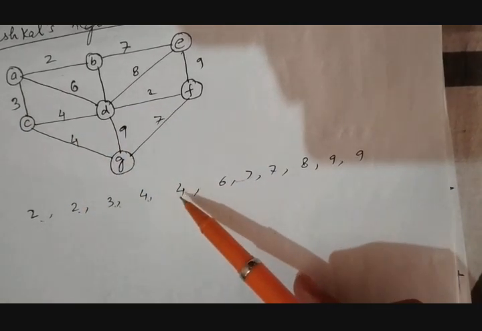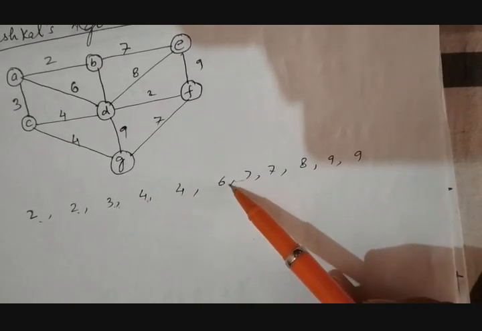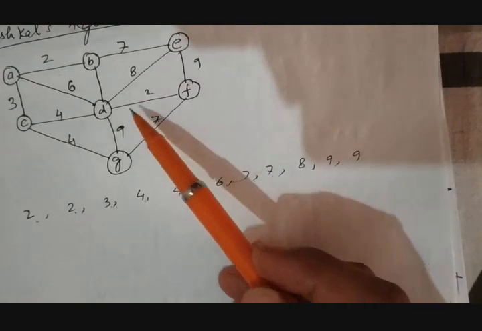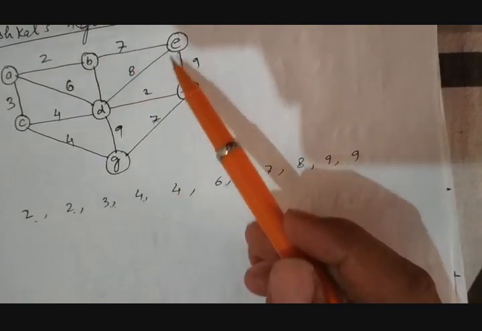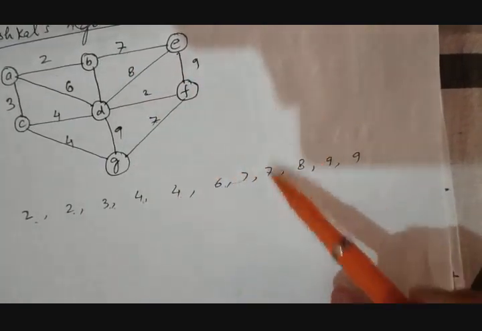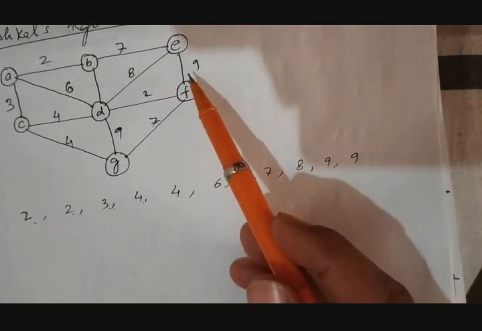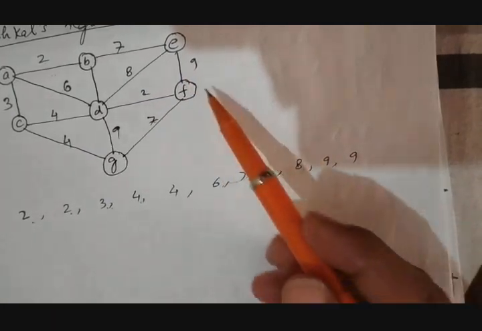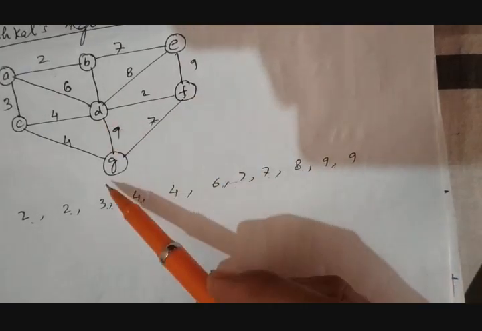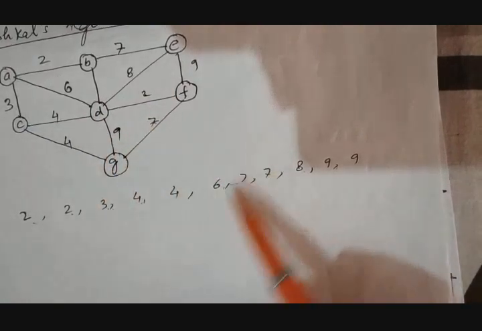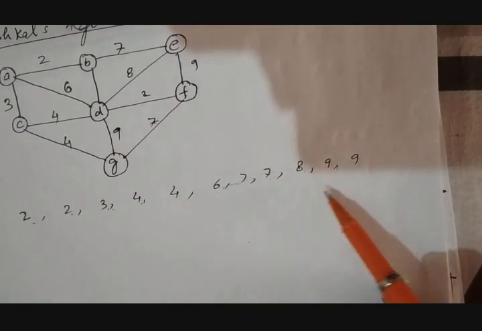Now 4 has come 2 times. Now 6 has come once. Now 7 has come 2 times, both edges, BE and GF. Now 8 has come 1 time. Now lastly, 9 has come 2 times, EF as well as DG. Just see here, we have sorted all the edges in increasing order of their weights.